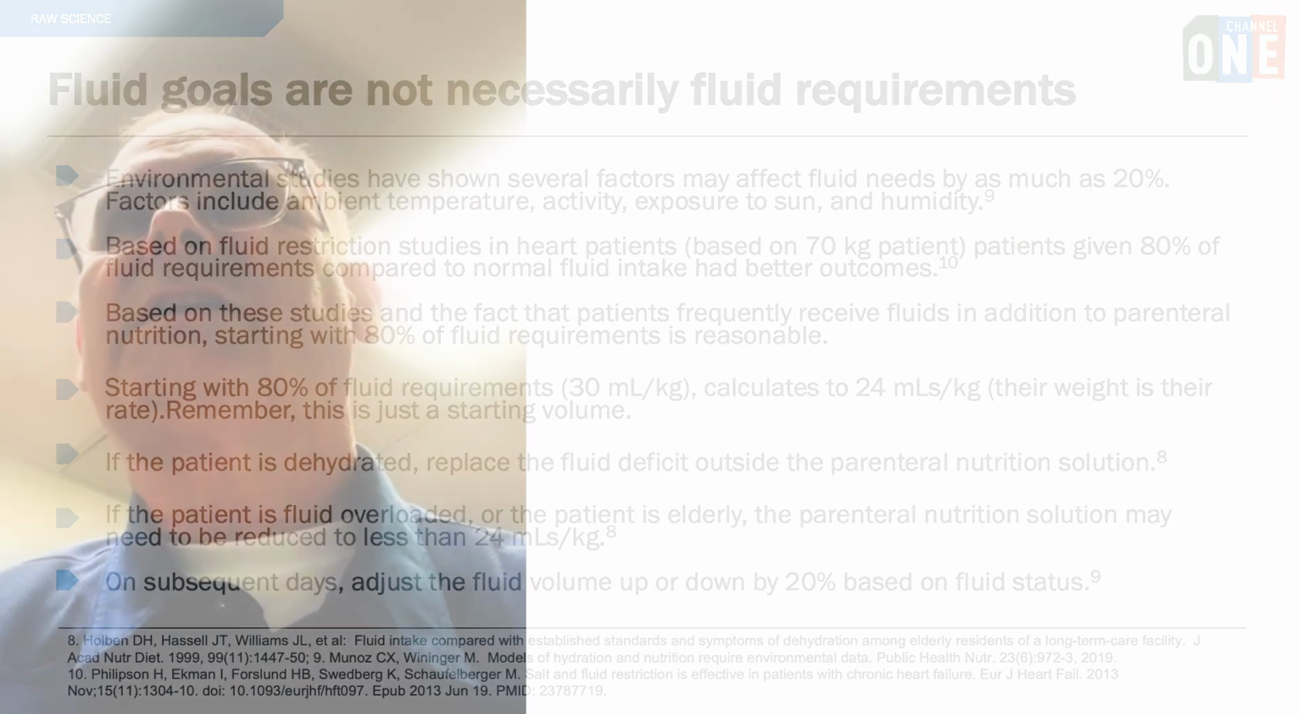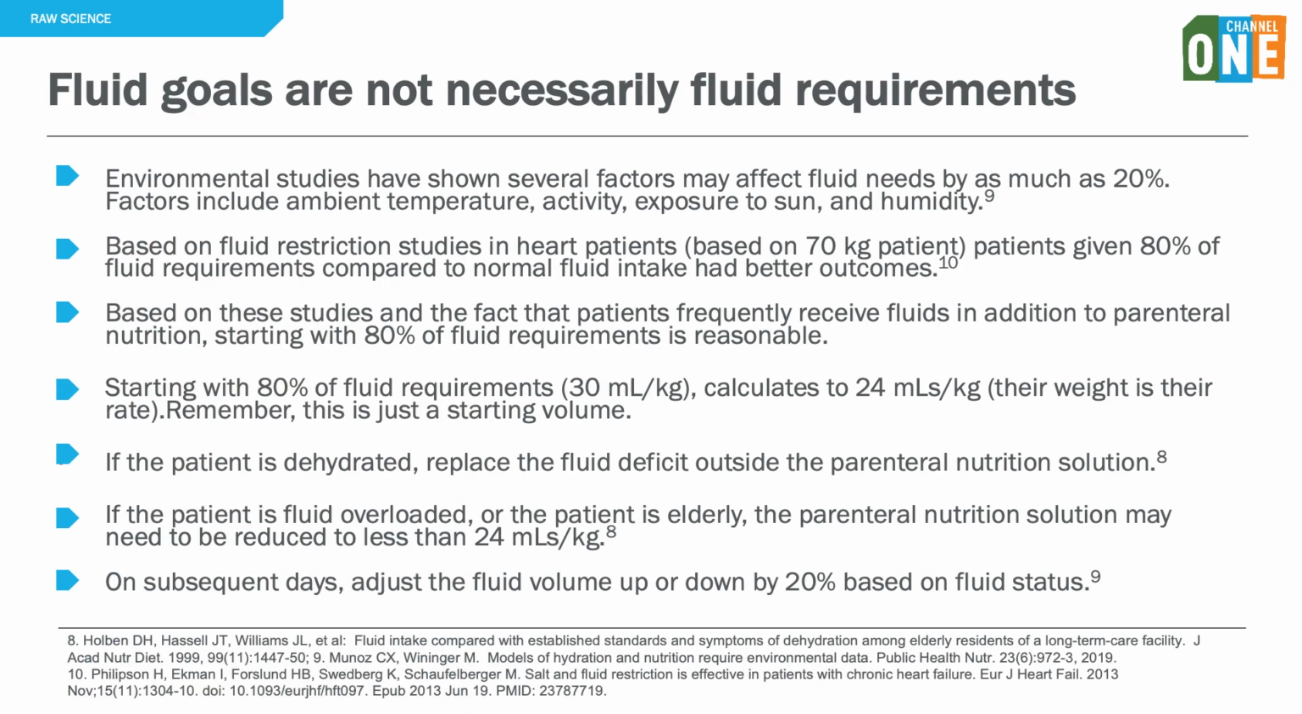Fluid goals are not necessarily our fluid requirements. Environmental studies have shown several factors that affect fluids by as much as 20%. These factors include ambient temperature, activity, exposure to sun, and humidity. In fluid restriction studies in heart failure patients, giving 80% of fluid requirements compared to normal fluid requirements had better outcomes. Based on these studies and the facts that patients frequently receive other fluids in addition to parenteral nutrition, starting with 80% of our fluid requirements is reasonable.